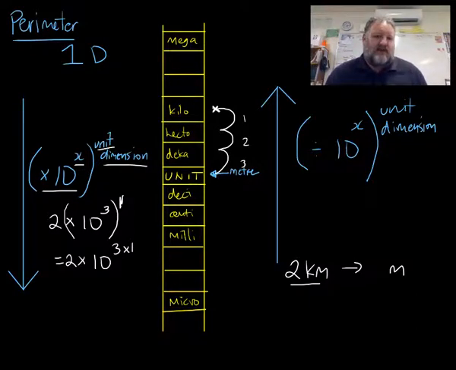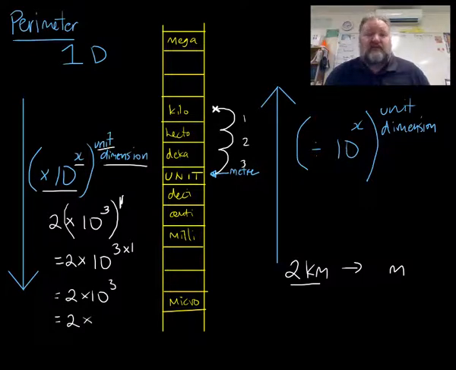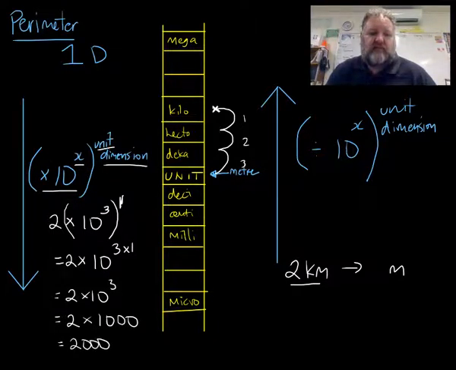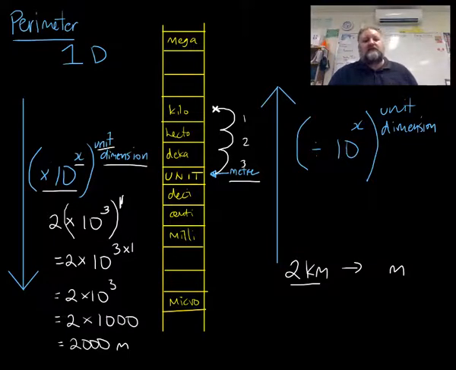Now we know 3 times 1 is just 3, so it will stay as 2 times 10 to the power of 3. So we can write that in. 2 times 10 to the power of 3 is 1 with 3 zeros, and I can write that down: 2,000, and it will be my new unit where I've ended up, which is metres. So I have converted 2 kilometres into metres, which is very useful.